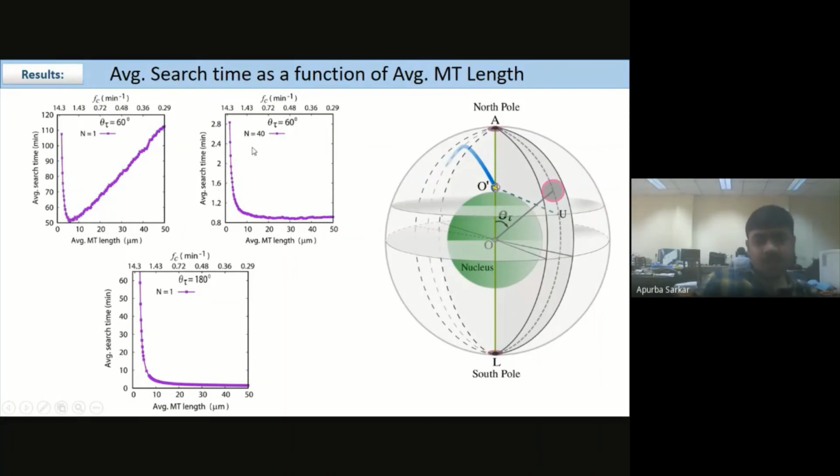Now with increasing number of microtubules, we see that for a very large number of microtubules there is no optimization feature. That is because of a similar cause: the microtubule density becomes so large that at least one microtubule will capture the target. Now strikingly, when the target is located at the south pole, we did not get any optimization even if the number of microtubules is 1, because for this specific configuration of the target, a microtubule nucleated at any angle would go through this target if the average microtubule length is not small. So a large average microtubule length would always decrease the average search time.